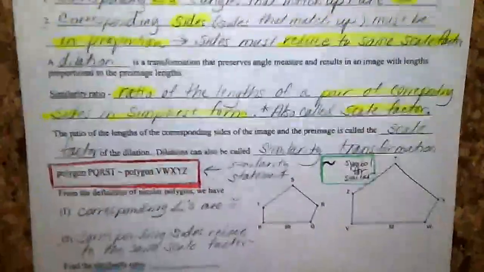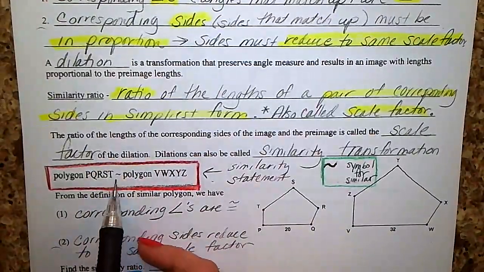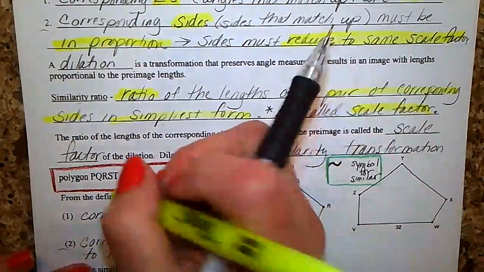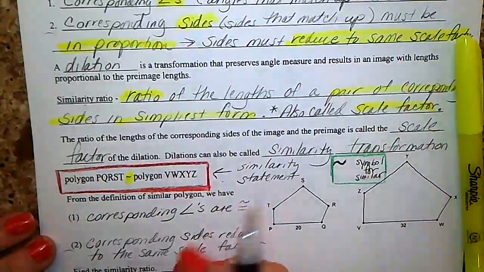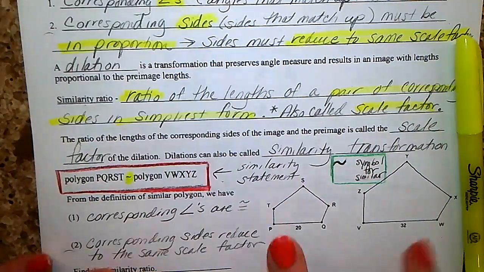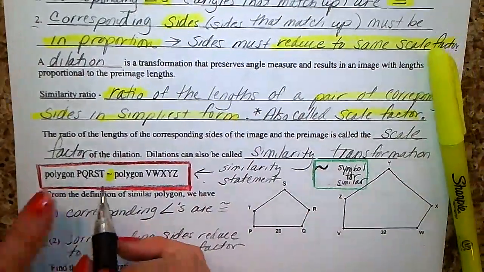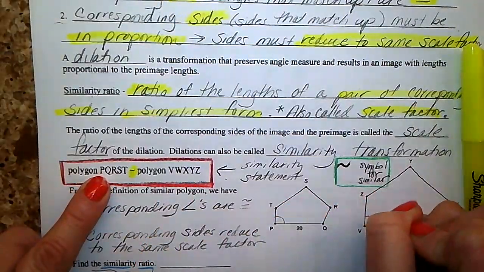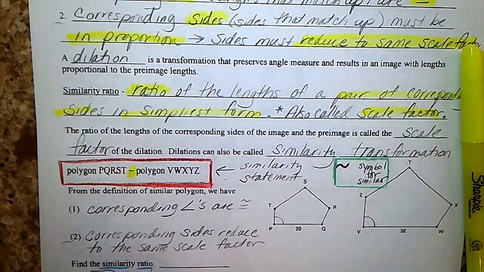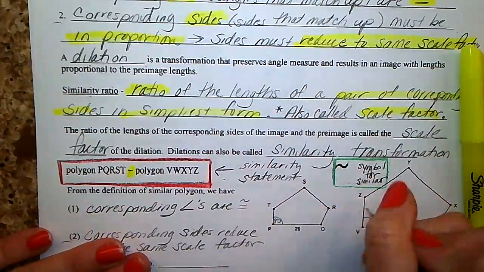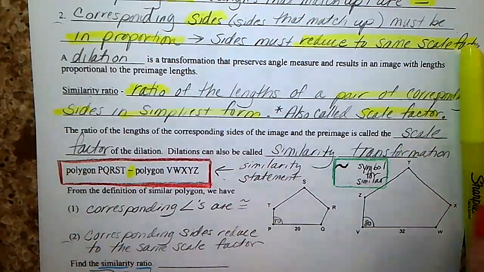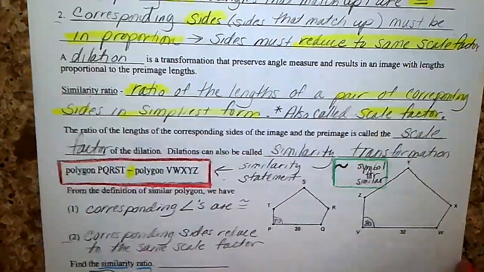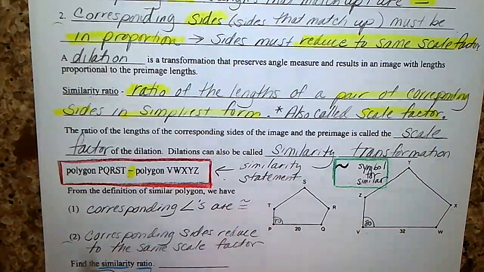Let's take a look at this example down here. We have polygon PQRST is similar to, again, there's that little symbol right there, polygon VWXYZ. We know that these two shapes are similar. We also know based off this information that angle P and angle V match up. Those two are corresponding angles and they will be congruent. So if this angle here was 80 degrees, this one would also be 80 degrees. So for the definition of similar polygons, we know that the corresponding angles are congruent and the corresponding sides reduce to the same scale factor. This is the key thing that has to happen for all similar polygons.